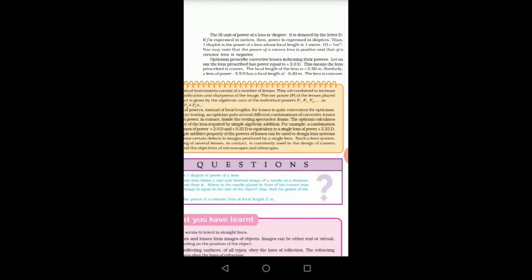Mind it, the plus sign, if the power is given in plus sign, it means the lens will be convex. If the power is given in minus sign, it means lens is concave, because focal length of convex lens is positive and focal length of concave lens is negative. Therefore, power of convex lens is positive, power of concave lens is negative.